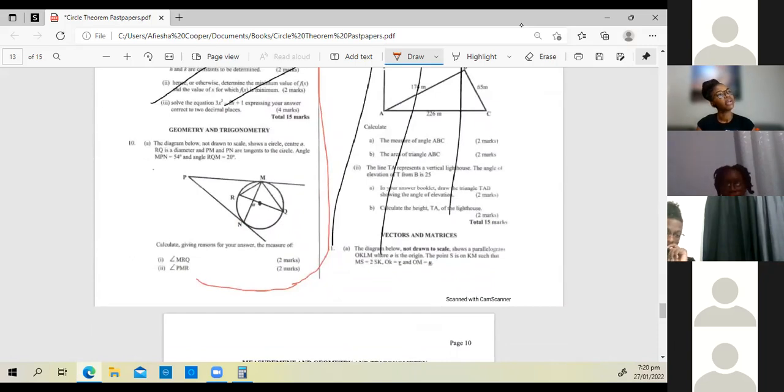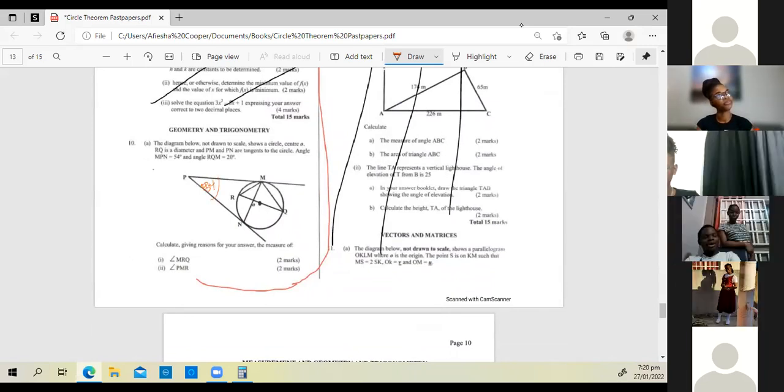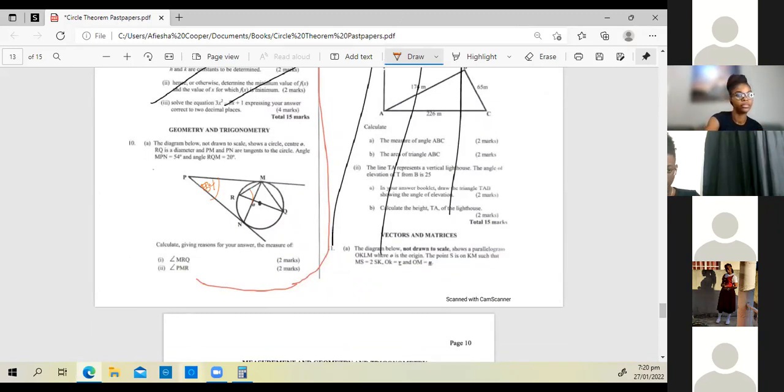All right, MRQ. Angle MPN is 54. How much is MRQ? It's 70 degrees. How did we get that? Miss, RQM is 20. And the radius and the tangent form a 90 degree angle.